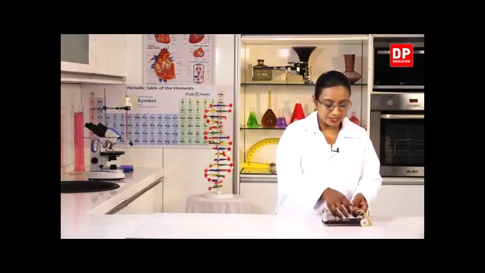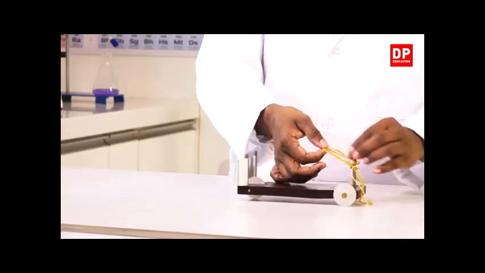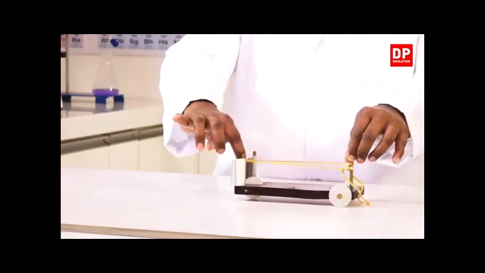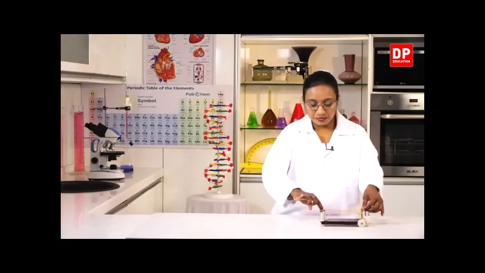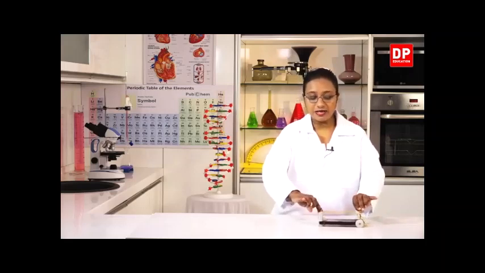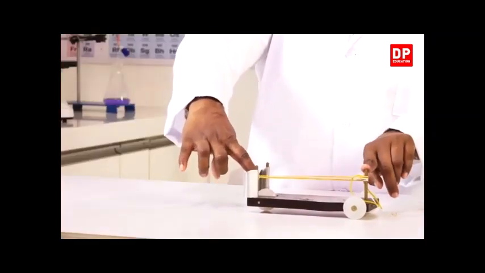Then I'll be using 2 rubber bands so that there is double the amount of force applied on the trolley. As we did before, we pull and stretch the rubber band up to the other end of the trolley. Then we release the trolley. So, you can see how the acceleration changes.